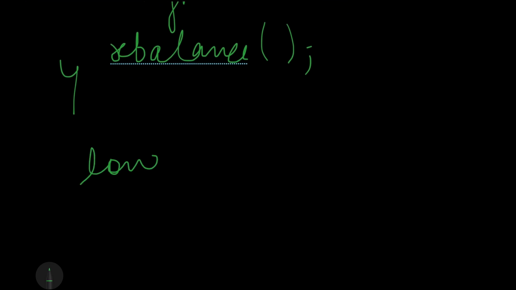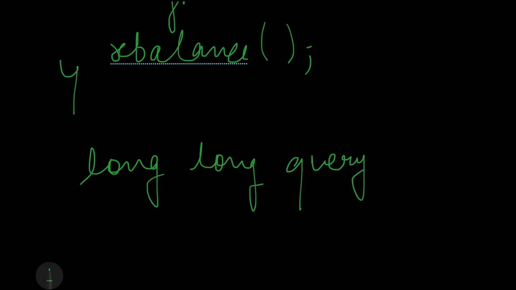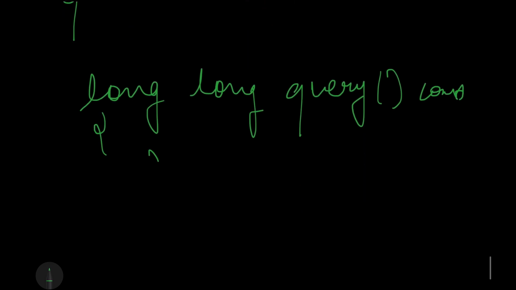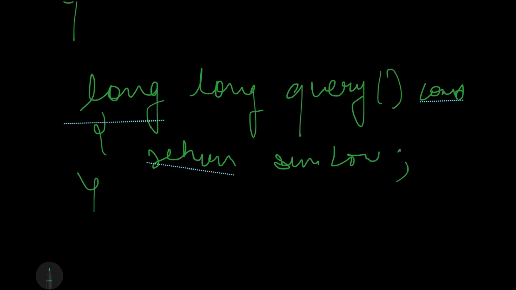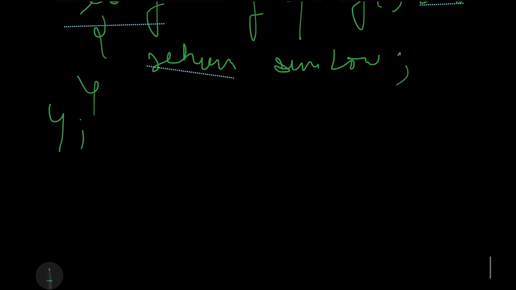Finally, we'll return the query sum, long long query const. It will return the sum of low, which is the sum of the k smallest elements. Finally, this was our data structure.